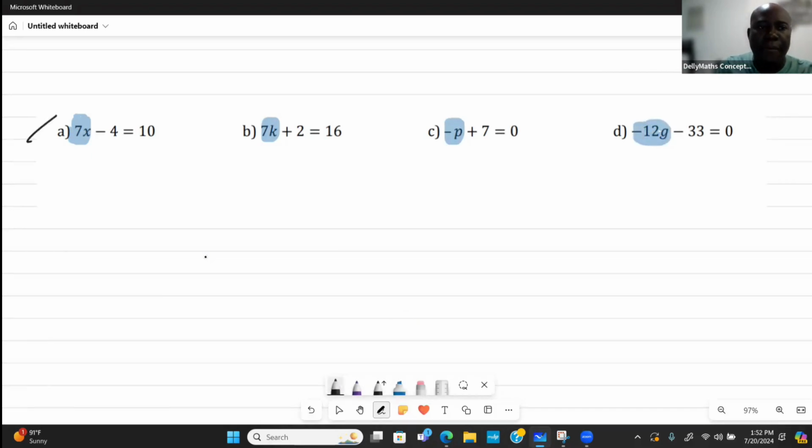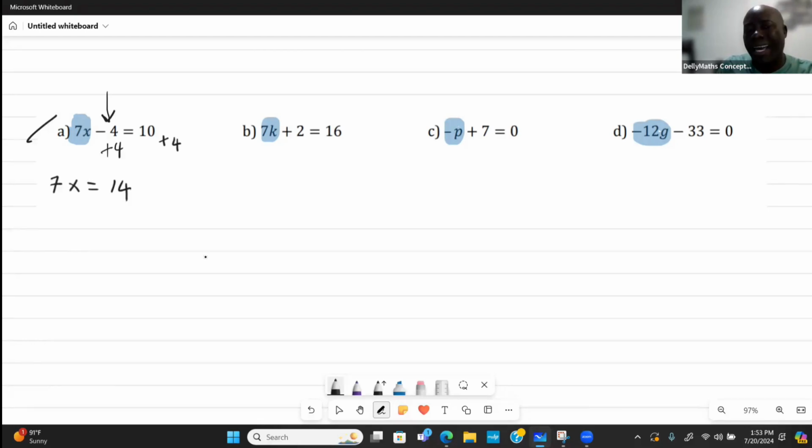So in situation A, we have 7x minus 4 equal 10. My intention is that I need to get rid of that negative 4 by adding 4 to it, so that a negative 4 and a positive 4 would have been canceled out fully. Whatever I do to one side, I have to do it to the other side. So I have to add 4 to the right side. Let us simplify. We're looking at 7x, which is equal to 14.